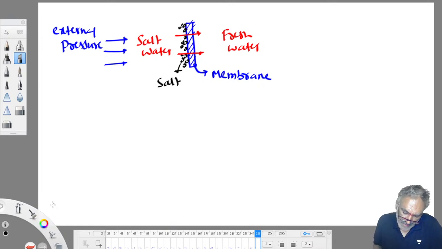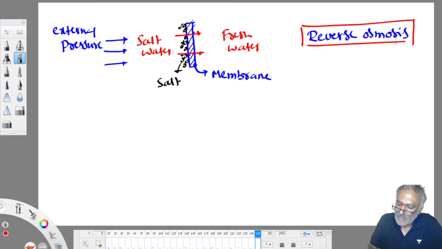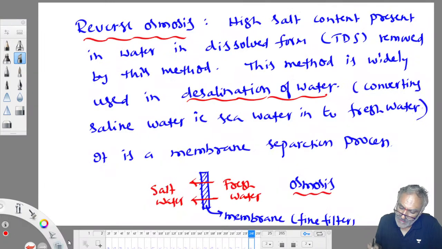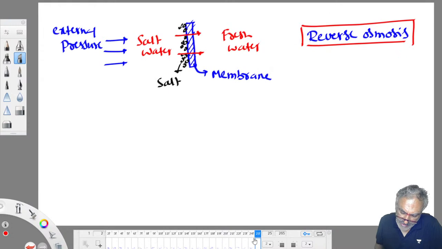So salt water becomes fresh water. This is called reverse osmosis. Reversing the flow direction by applying the external force is called reverse osmosis. In osmosis, fresh water joins the salt water. In reverse osmosis, salt water joins the fresh water by passing through the membrane.